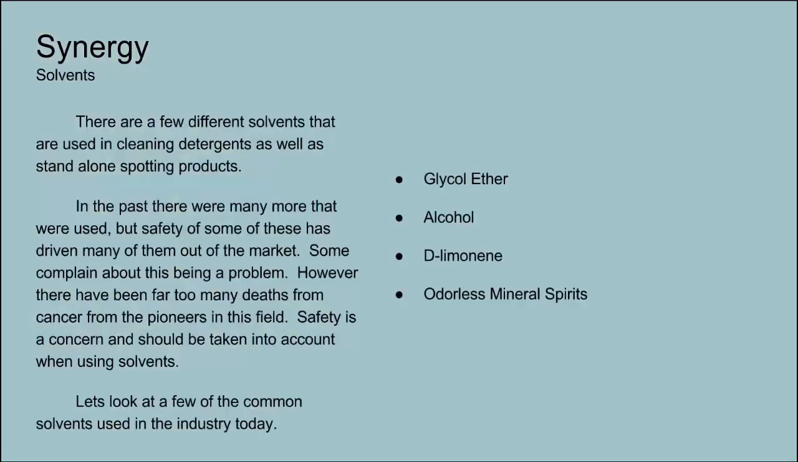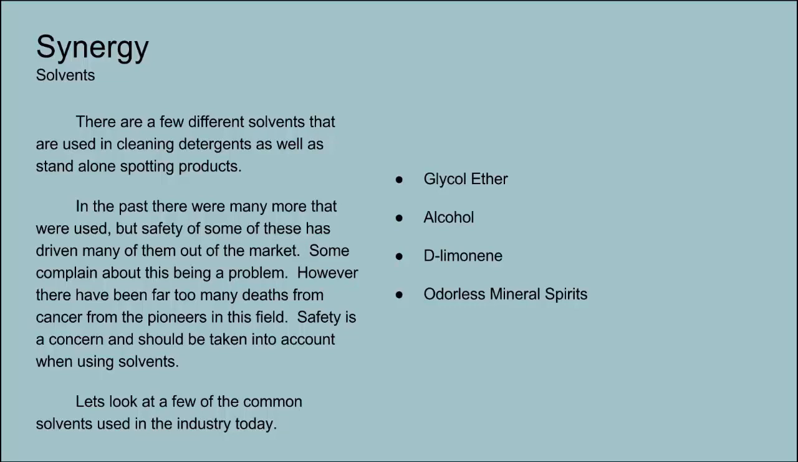Next, we have solvents. Now, there's a few different solvents we're going to go into. We have the glycol ethers, alcohols, D-limonene, and odorless mineral spirits. In the past, there were more of these that were used. These are the ones that are really in use today. A lot of the older ones had health problems associated with them. People in the industry were getting cancer, and none of us want that. So they've gotten rid of some of these. Now, in different parts of the country, you may be able to get different things.